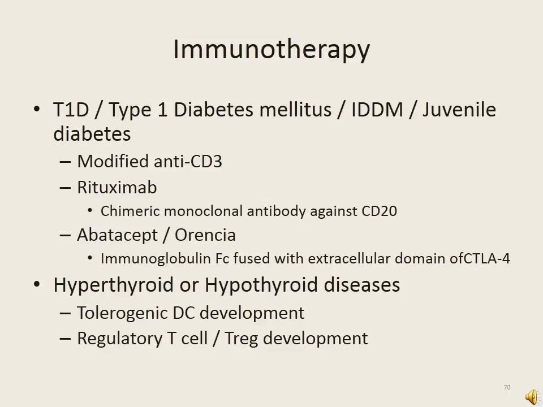In hyperthyroidism or hypothyroidism caused by an autoantibody or T cell function, in this pathology they are going to produce a tolerogenic dendritic cell, so that this dendritic cell cannot activate autoreactive T cells, as well as try to produce more regulatory T cells that will inhibit the activity of reactive immune cells.